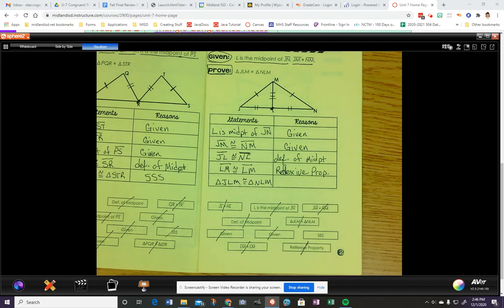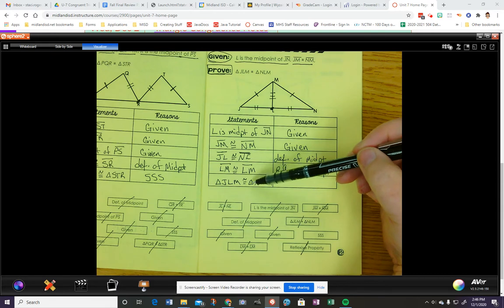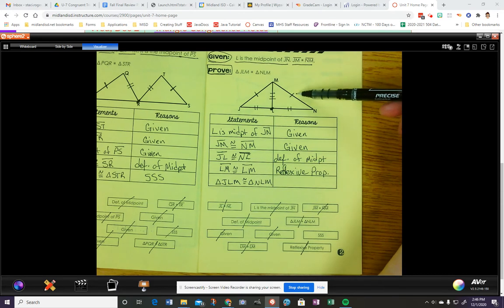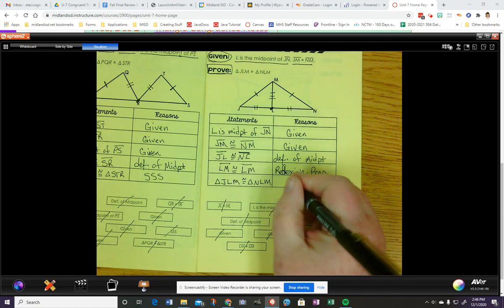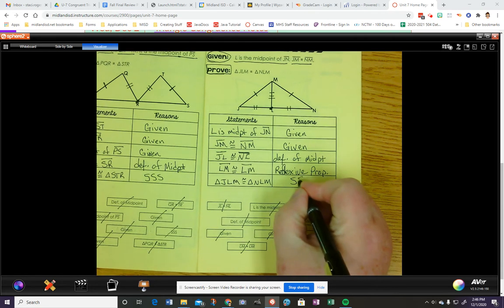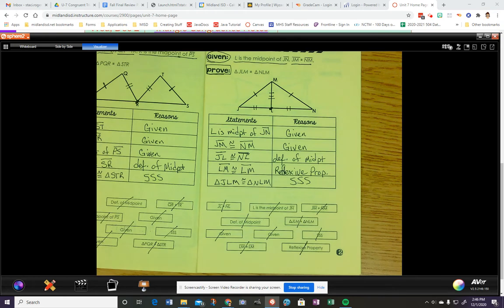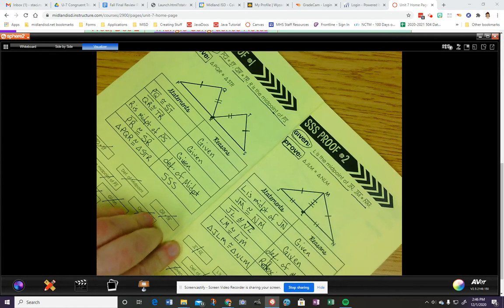We use those two. How are we going to prove triangle JLM congruent to triangle NLM? Well, we have side to side, side to side, and side to side. So we have side, side, side. So there's our reasons. Okay. Let's try another one.